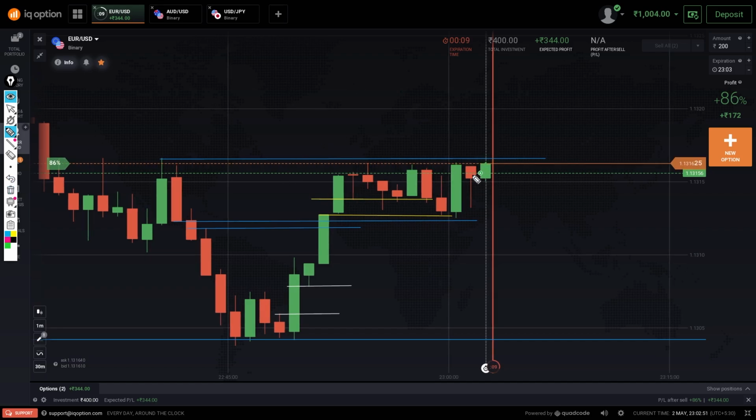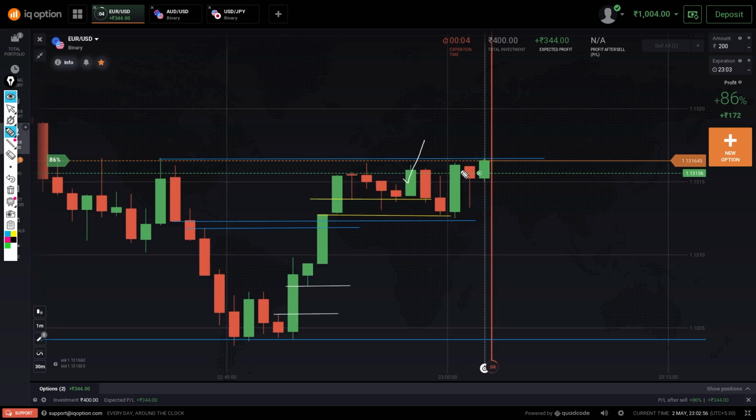Within the range, how many trades do I take here? I take one trade, I take two trades, I take three trades. Simple. This also wins now.